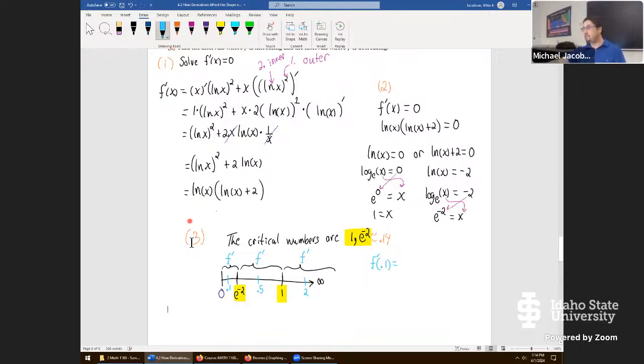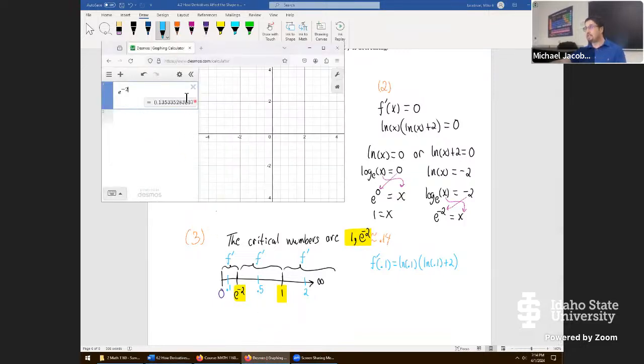F prime of 0.1. I think it's easiest to input it right here into its factored form. Natural log 0.1 times natural log 0.1 plus 2. We don't care to know the exact number on this. We just want to know if it's positive or negative. So back to the calculator. Natural log 0.1 is a negative value. Then it's multiplied by natural log 0.1.